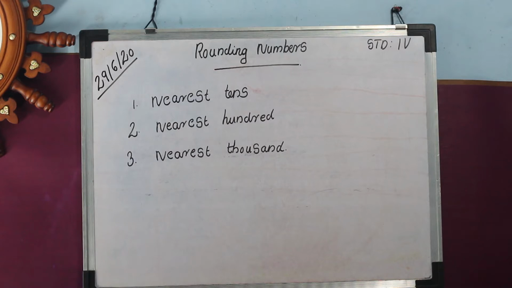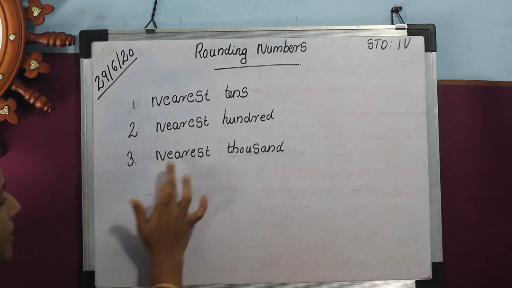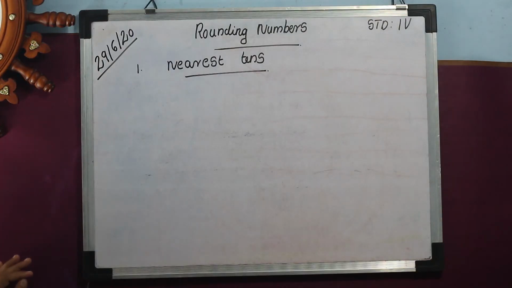In some cases, we do not require the exact number. In the above cases, the numbers were rounded off. Let us learn how to round off numbers. First is nearest tens, second is nearest hundred, and third is nearest thousand. Today we are going to study only the topic nearest tens. Our first heading is nearest tens.